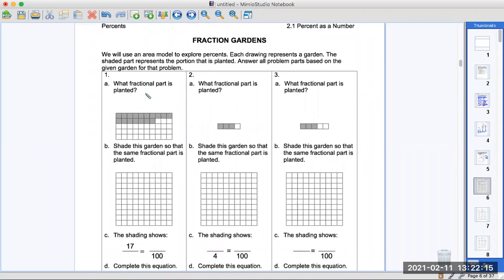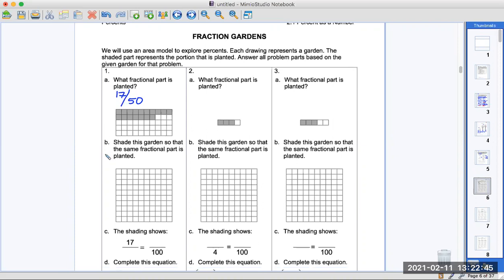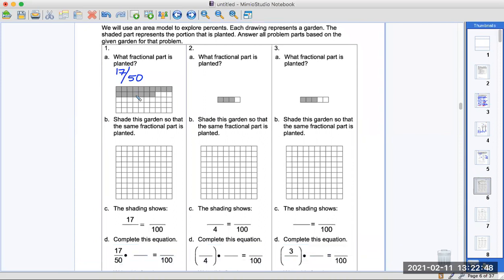What fractional part is planted? So I notice I have 10 by 5. So the whole thing is 50. And planted are 1, 2, 3, 4, 5, 6, 17. So 17, so you count how many are shaded, and the total is 50. And the way I do that real quick is length times width. That's the number if you do it quick, okay? So 17 parts out of the whole 50 are shaded.